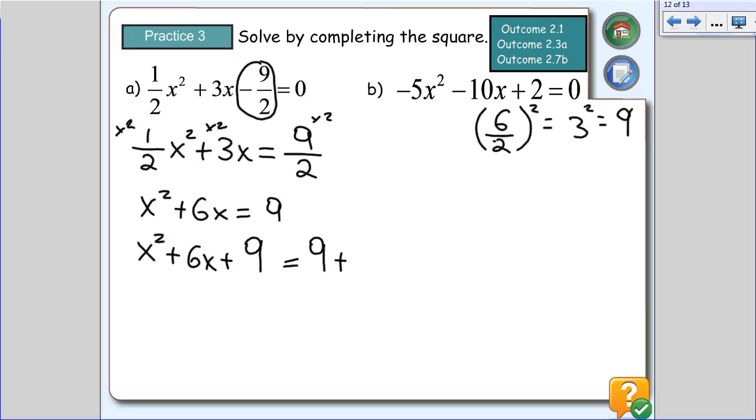Yep, Jason. Where did you get 6 over 2? Like, I just know. Where did it come from? That's a good question. It's a formula, Jason. You're missing a C formula. So now, since you moved the 9 over, now C is gone. So I know I have a missing C, and the formula is b divided by 2 squared.